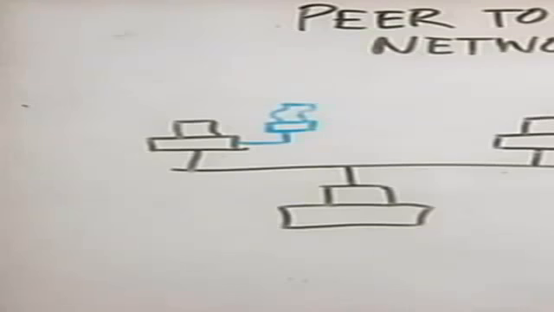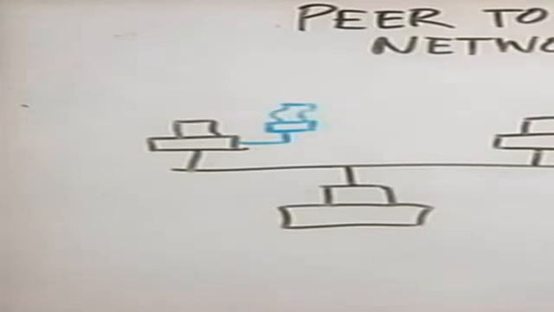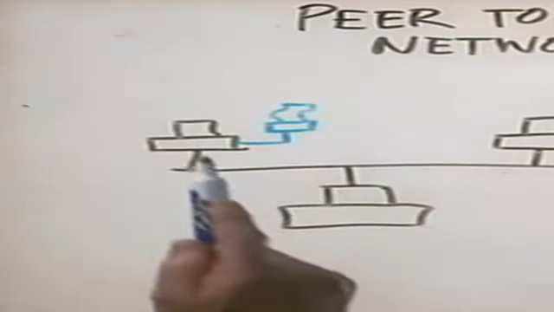First of all, a peer-to-peer network is not very scalable, meaning the bigger it gets, the harder it is to manage and the harder it is to keep running. Peer-to-peer networks are very, very difficult to support. That's because they lack centralized control. In other words, there's not one network administrator running the show. Every user at each workstation is like their own little network administrator.